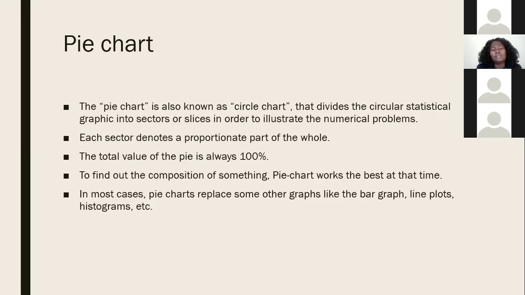And if you want to find out the composition, it's best to use the pie chart. And in most cases, the pie charts can be used to replace some other graphs like the bar chart, line plots, histogram, etc. So what I'm saying here is with your data, sometimes it's possible to choose between bar chart, pie chart, and also line plots. It all depends, and also maybe histograms. It all depends on how you want to present your data and how visible you want it, how you want to show it in your report.